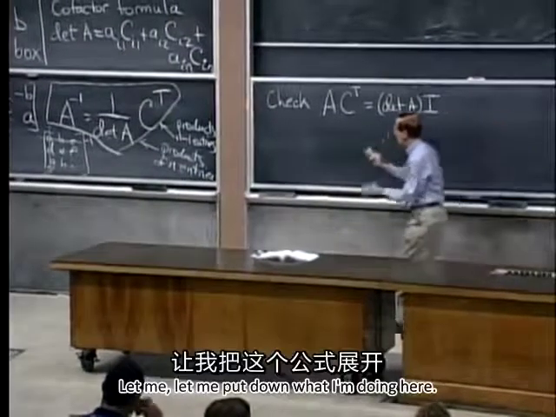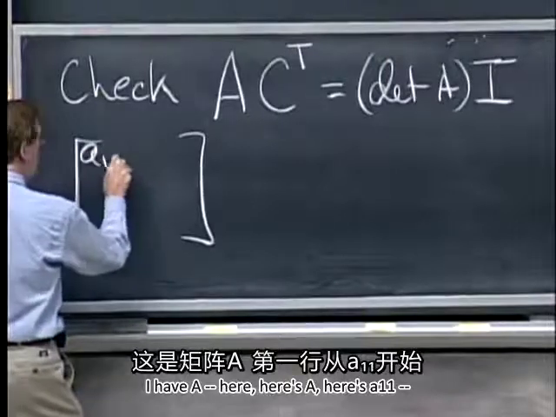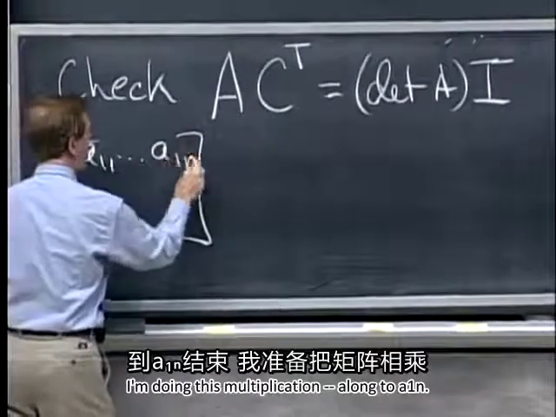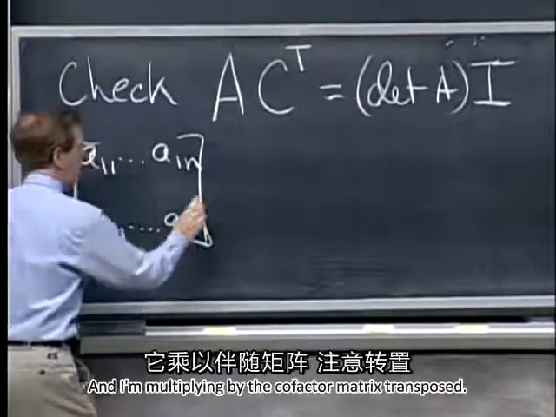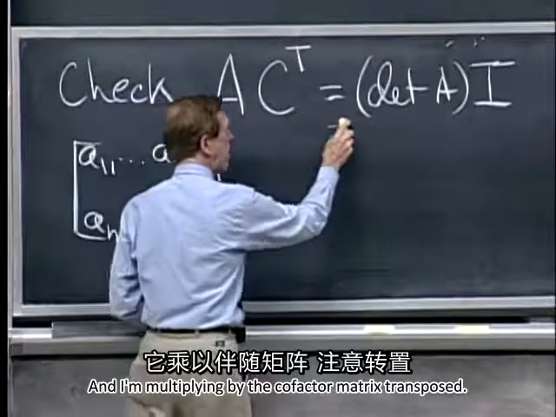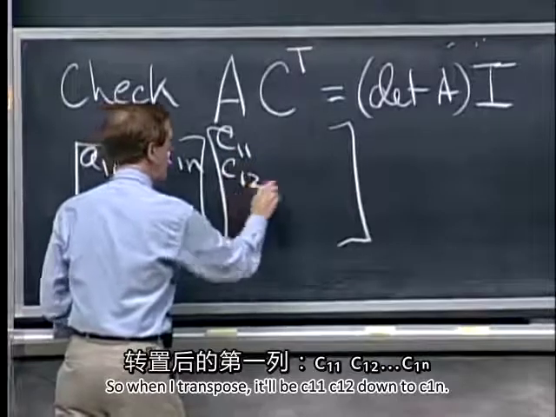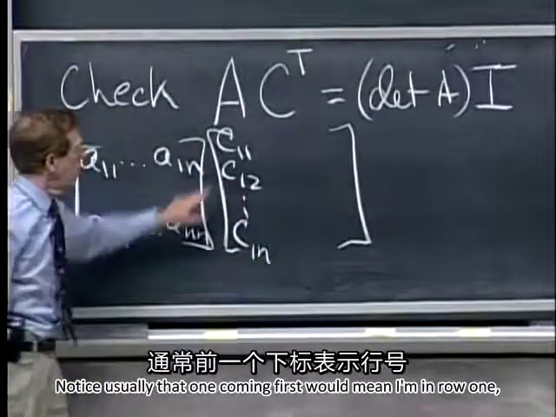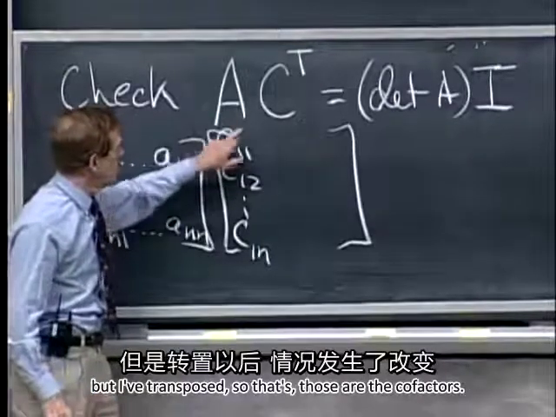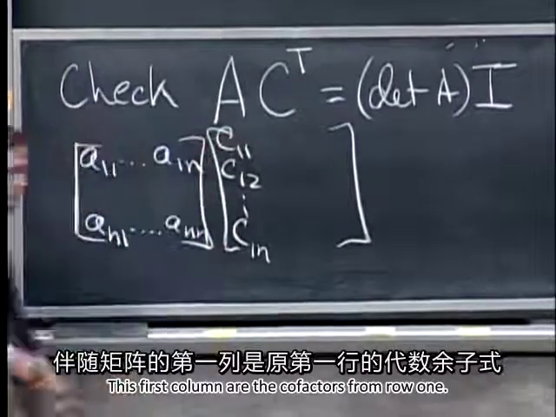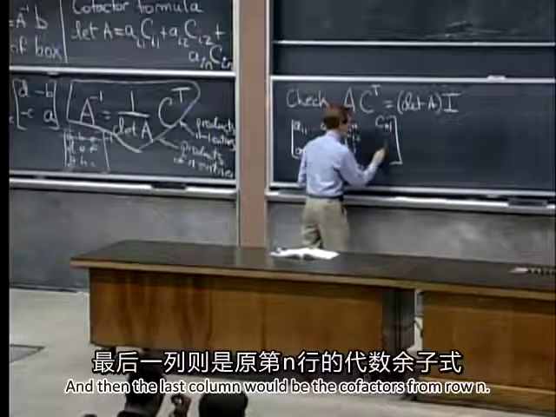Let me put down what I'm doing here. Here's A. Here's A11, and I'm doing this multiplication along to A1n. And then down in this last row will be AN1 along to ANN. And I'm multiplying by the cofactor matrix transposed. So when I transpose, it'll be C11, C12, down to C1n. Notice, usually that 1 coming first would mean I'm in row 1. But I've transposed, so this first column are the cofactors from row 1. And then the last column would be the cofactors from row n.